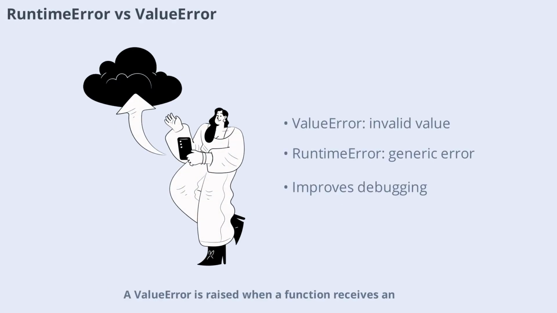Value error is raised when a function receives an argument with the correct data type but an invalid value. Runtime error is a generic exception used when an error doesn't fit other categories. In AI data validation, a value error is appropriate for invalid input dimensions, while runtime error is used for issues like GPU memory failures. Proper exception selection improves debugging and code reliability.